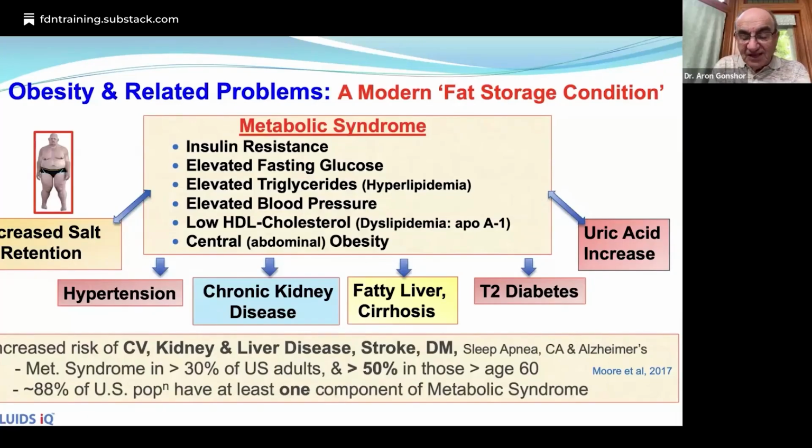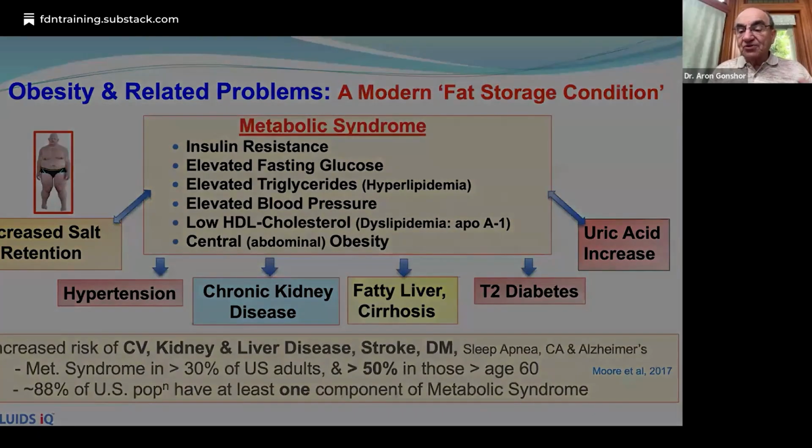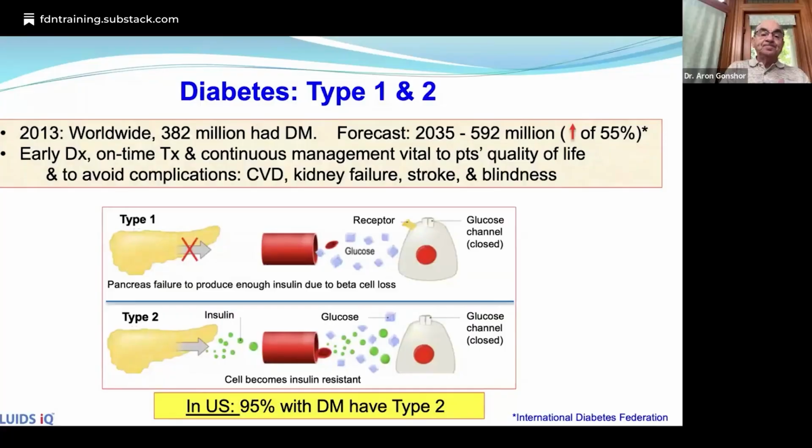In fact, 80% or more of the US population, I would say North American population, have at least one component of this metabolic syndrome, of these things that we just discussed a moment ago. So it is a major issue within modern society. And what it leads to, in many cases, is diabetes. Now, in 2013, worldwide, there were 380 odd, let's say 400 million people with diabetes.